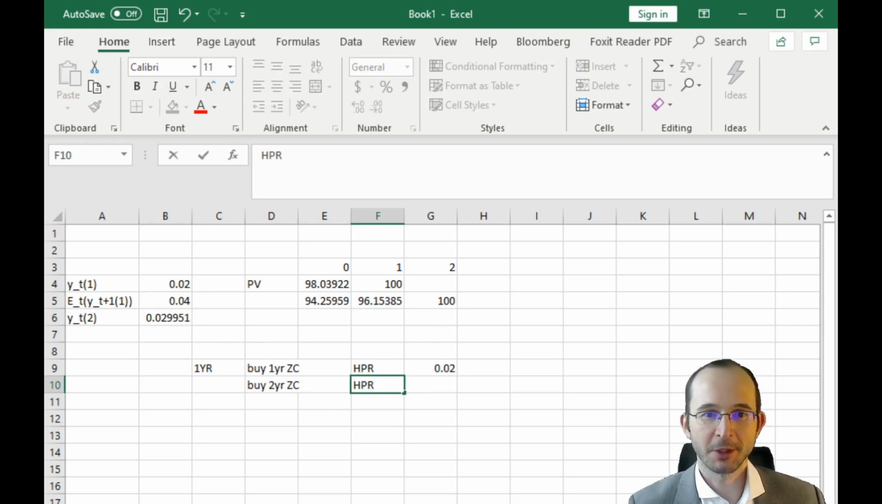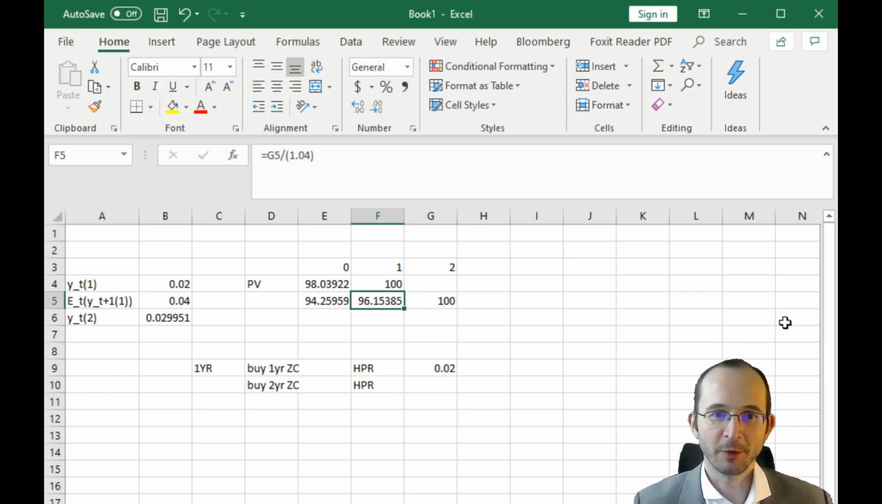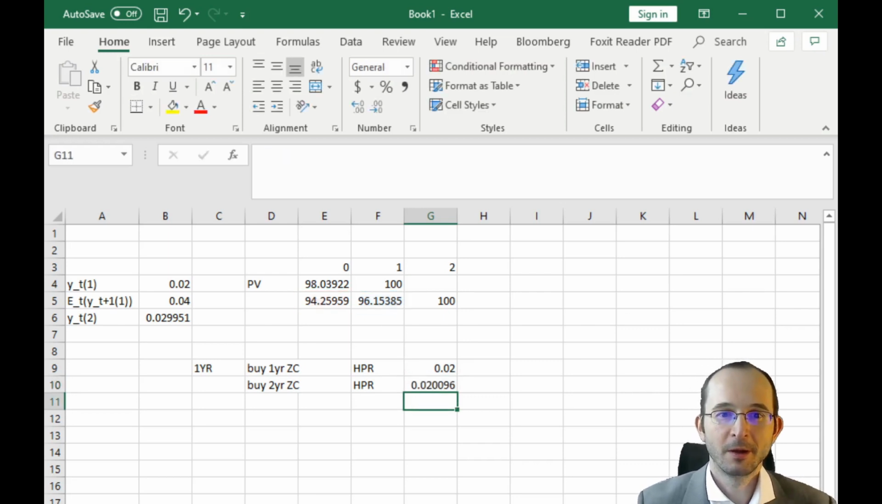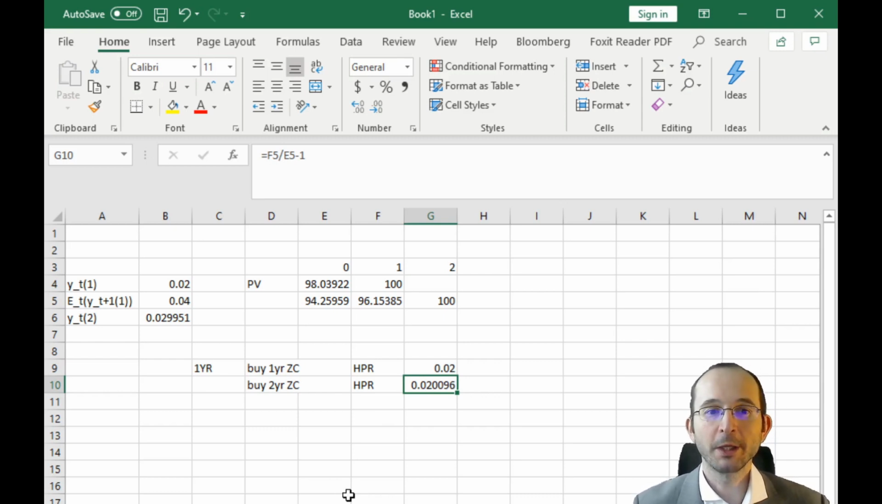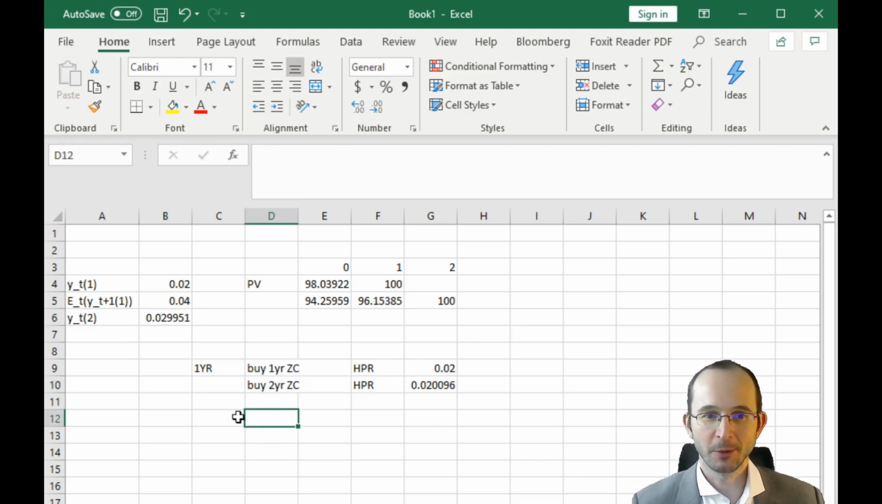So what's the holding period return in this case? Well, we ended up with 96.15. We started with 94.25. And we see that in this case, we also get a 2% holding period return. So this looks good. A 1-year investor will in fact be indifferent under this definition of the 2-year rate, according to the expectations hypothesis, between investing for 1 year in this 1-year zero coupon or for 1 year in the 2-year zero coupon.